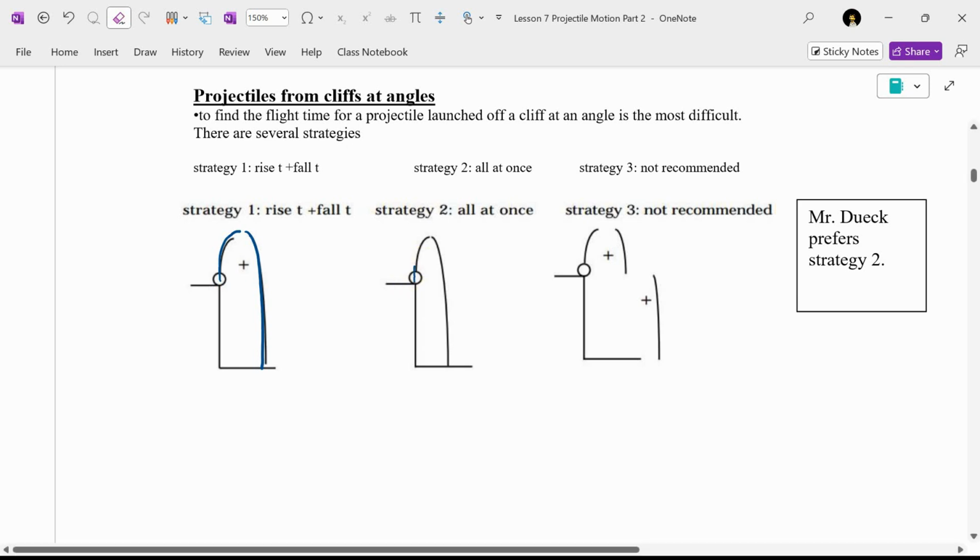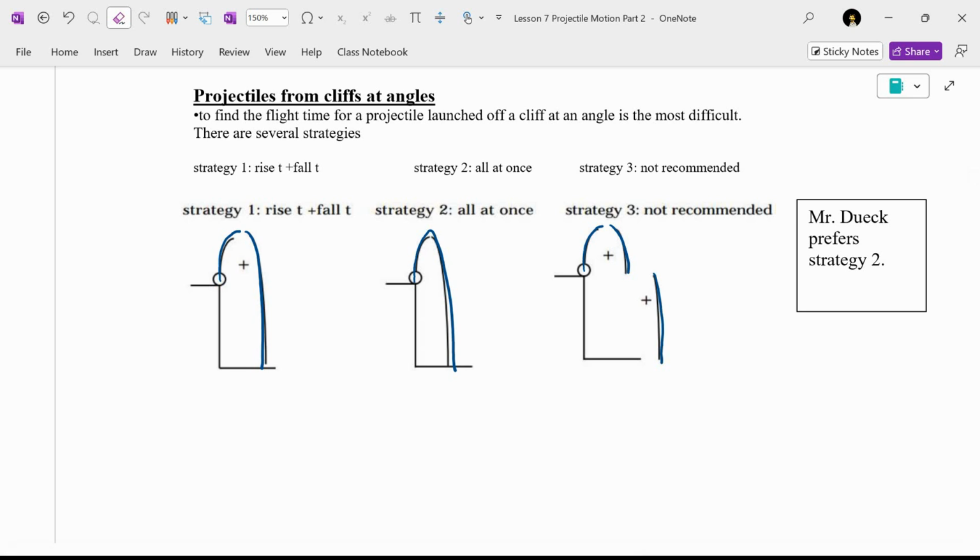The second method is you do it all at once in one step. Yes, Mr. Dueck prefers that. If I can get there in one step, I'm going to get there in one step. Third method, I don't recommend. You can find the time to the top, double it. That would give you the time back down to the cliff height, and then continue on and find the time all the way down. Not recommended. Mr. Dueck prefers strategy 2.